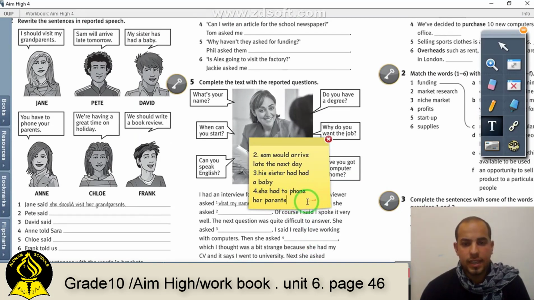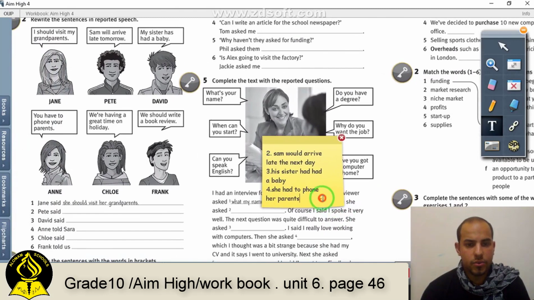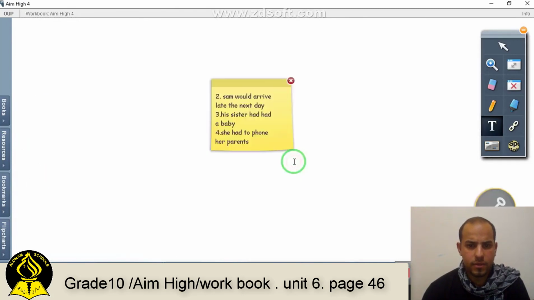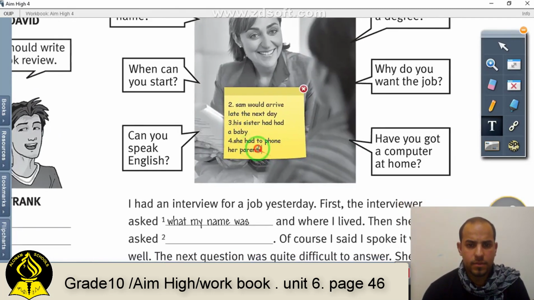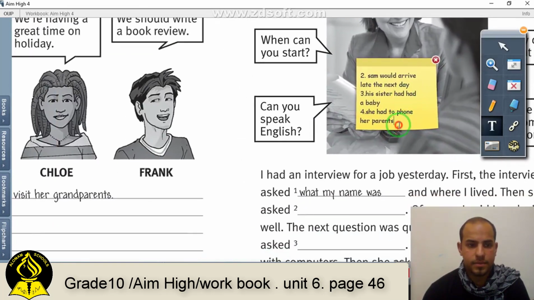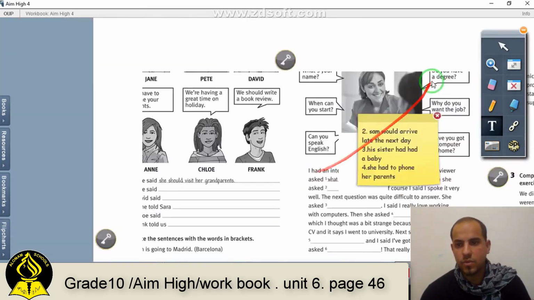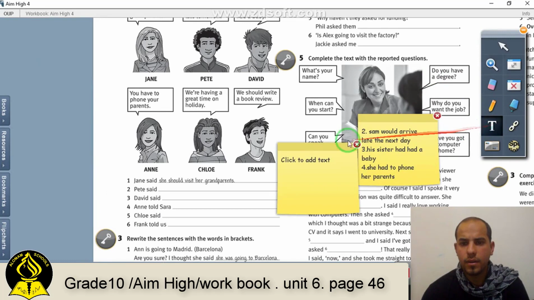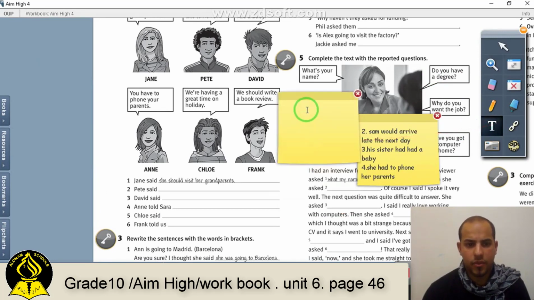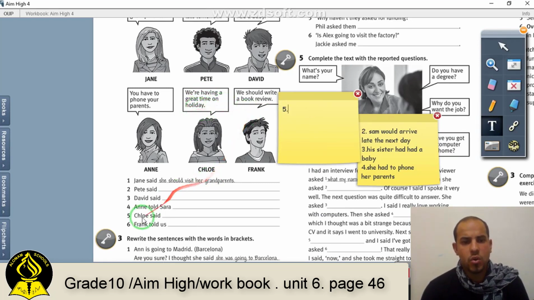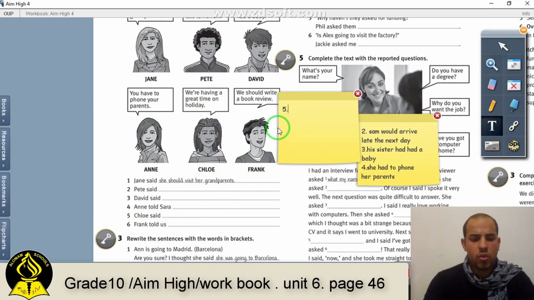Okay, number 5. Chloe said, we are having a great time on holiday. This is his sentence. So Chloe said that we changed to they.